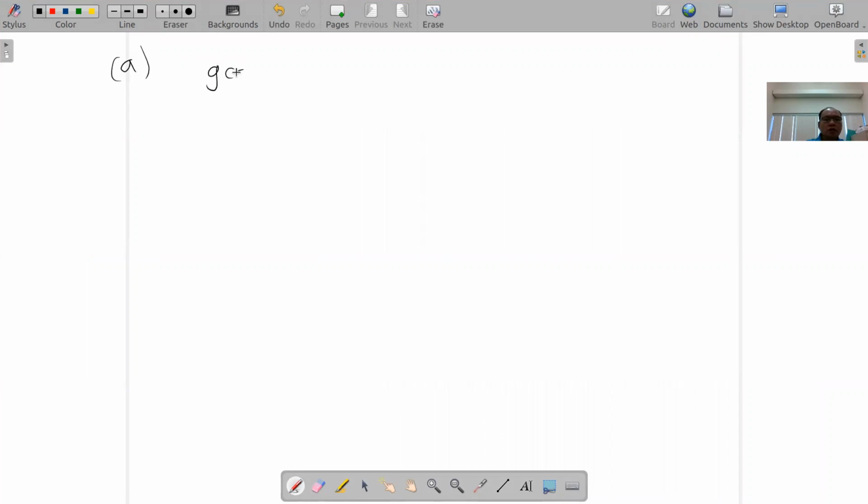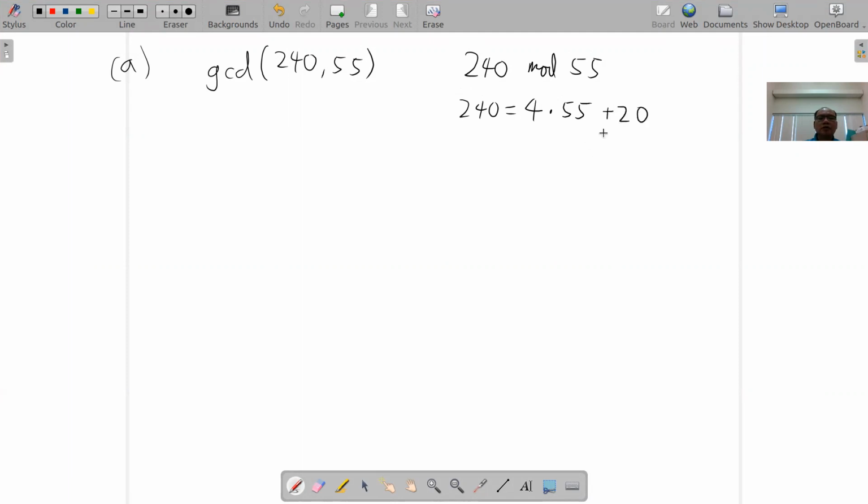Okay, so GCD of 240 and 55. Using the Euclidean algorithm, we need to see what is 240 divided by 55, what is the remainder? You can use a calculator or any other method, but basically 55 goes into 240 4 times, and that's 220, and so the remainder is 20. So what that means is that this is GCD of 55 and 20.